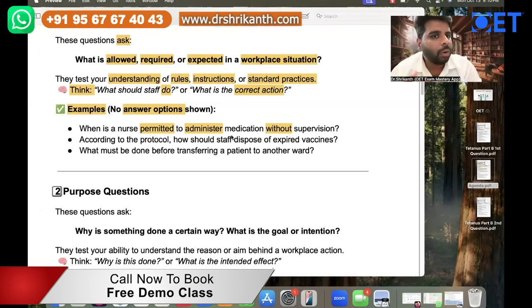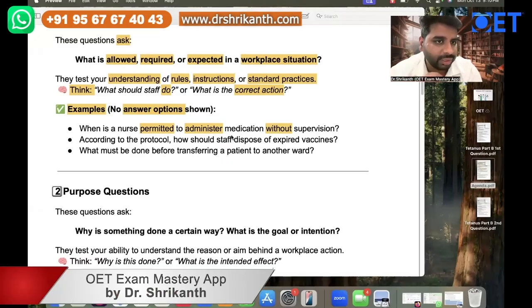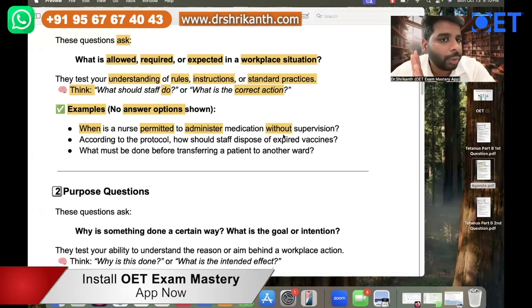According to the hospital policy, when there is no supervision, the nurse cannot simply go and administer. Only in certain, very special situations are nurses allowed to administer medication when there is no supervision. This is done according to the hospital policy, right? So this is what the nurse must do. Now let's come to the second question.